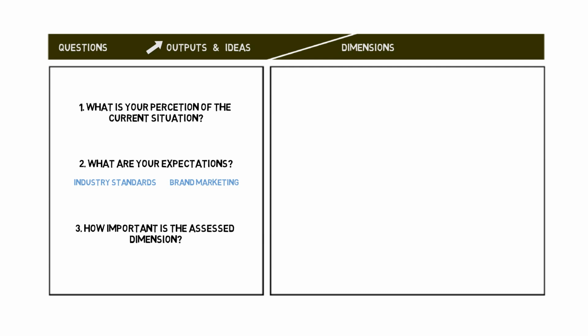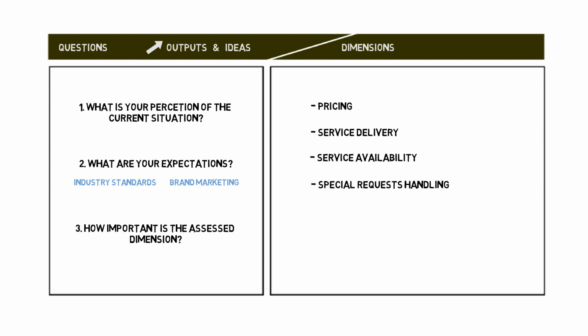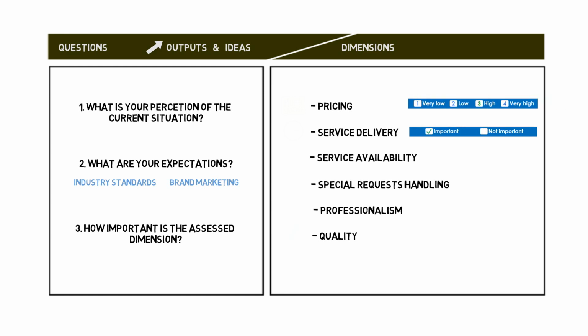Depending on the type of output, product or service in scope, there are multiple dimensions that could be assessed while collecting voice of the customer, such as pricing, service delivery, service availability, special request handling, professionalism, quality, and so on. This can be used to cross-reference as follows. Would the customer prefer to pay more for better quality? Or is the customer willing to wait longer for a service knowing that this comes with a significant discount? Also, we can use a rating approach such as 1 to 4 or important versus not important.